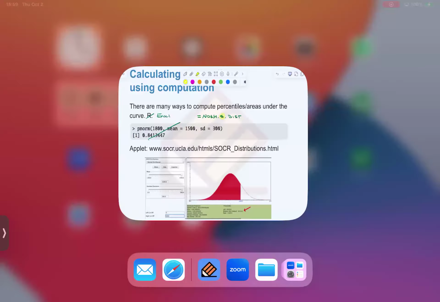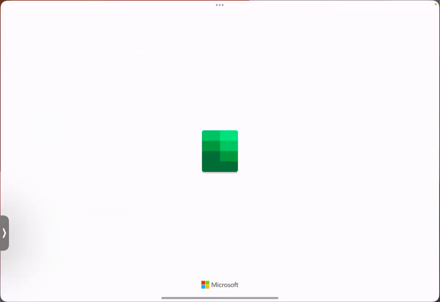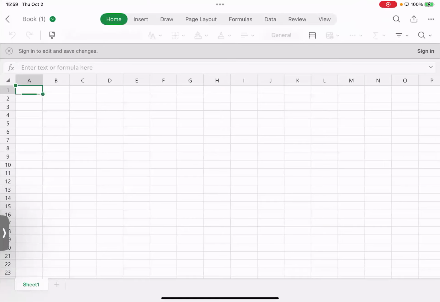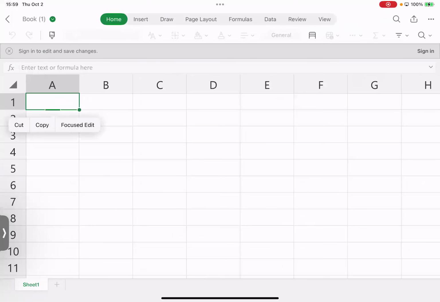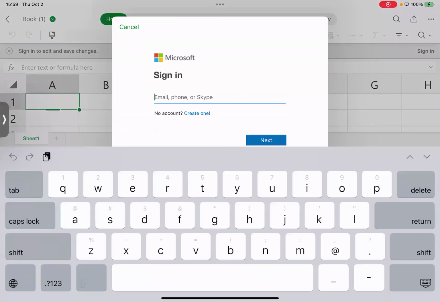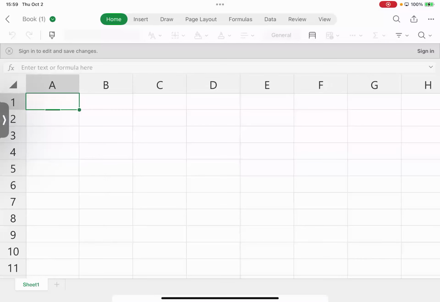I might have to dig up my Excel. Where is my Excel? Here. Let's start a fresh one, I guess. All of mine are just brief. Sign in. I should be signed in already. This is crazy. I don't know. It's been too long. Okay.